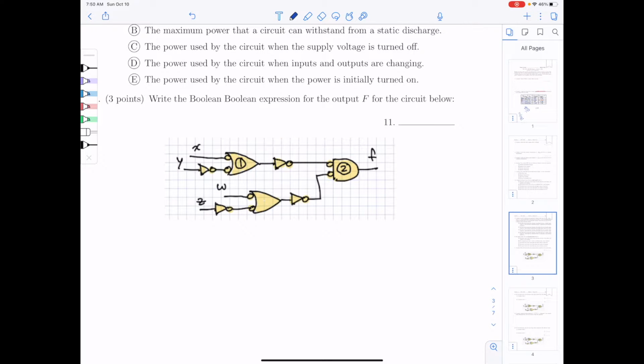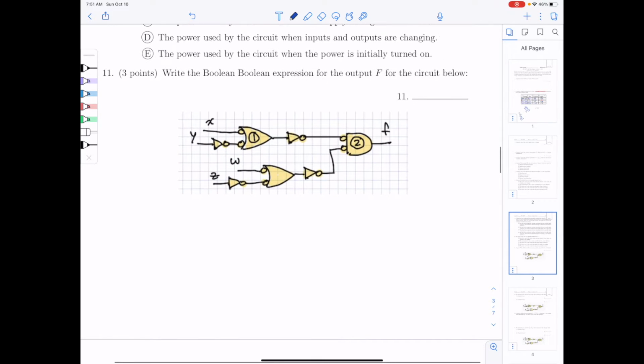I wanted to give you some feedback on problem number 11 on the first exam because I saw a lot of Boolean algebra on this problem, and if you do that correctly it all works out. But the point of this type of bubble notation is to represent the circuit that's built using only NAND gates.